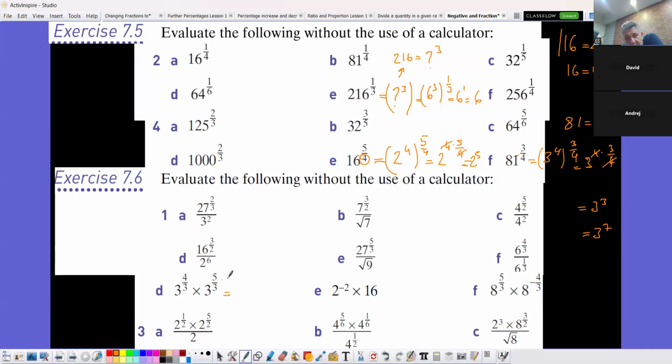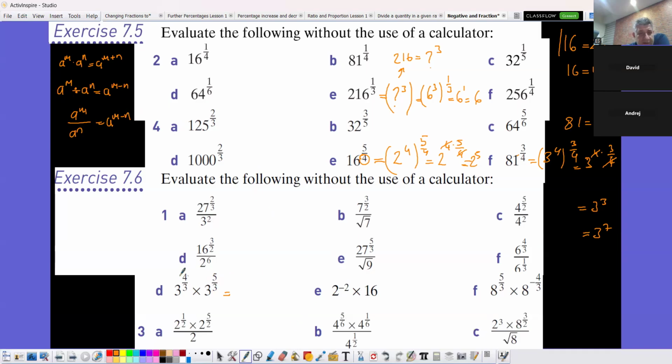Here, the powers are fractions, and you need to remember this one. A to the power of m times a to the power of n is equal to a to the power of m plus n. A to the power of m divided by a to the power of n is equal to a to the power of m minus n. By the way, the exponents are also fractions, so it's going to be m minus n again.